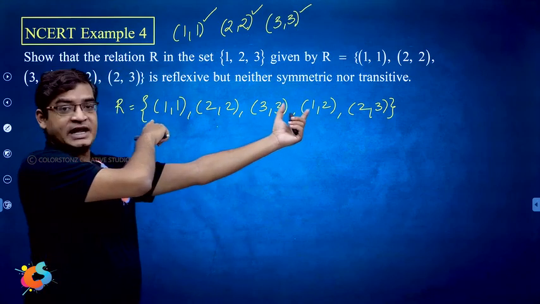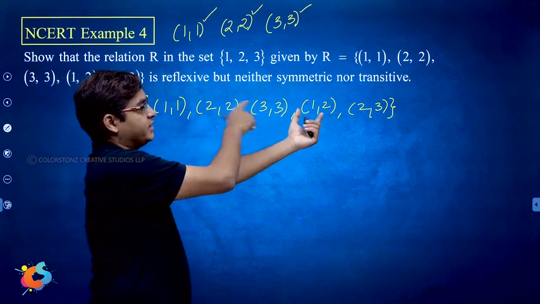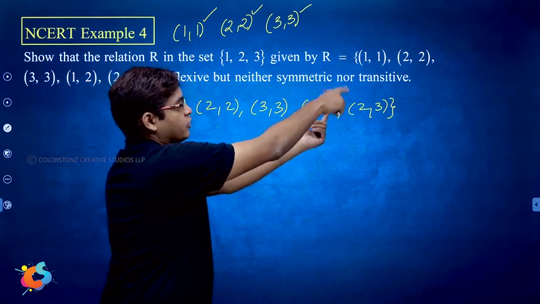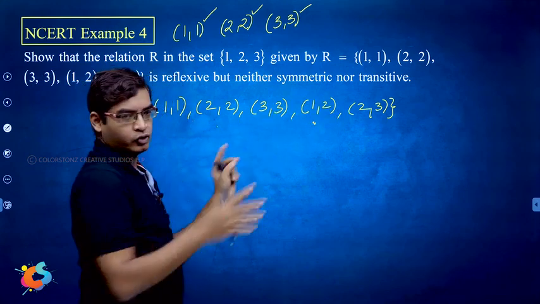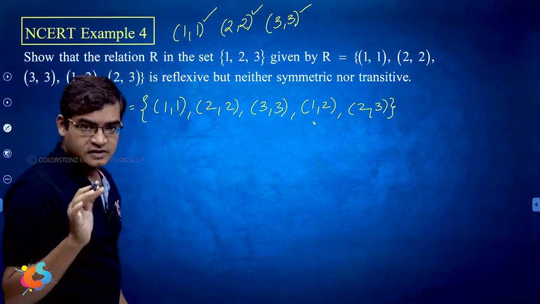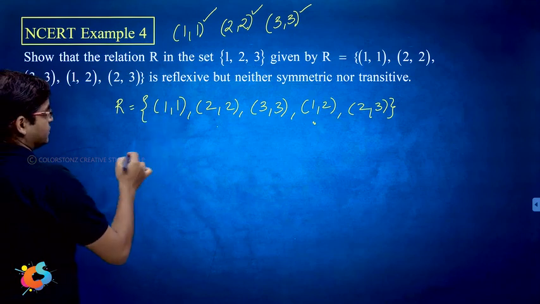Next, 1, 2. Is there any ordered pair starting with 2? Yes, here we have. So 1, 2 should be there. It is there. Next, any other ordered pair starting with 2? Yes, this one. So 1, 3 should be there. Is it there? No. So that's it. You need not check further. You got a cross mark. So therefore, for 1, 2, we got a cross mark.